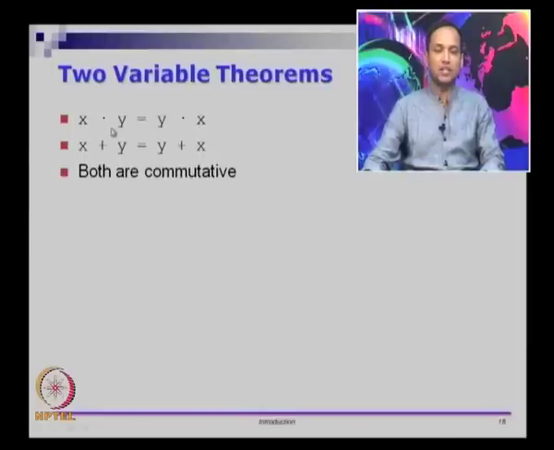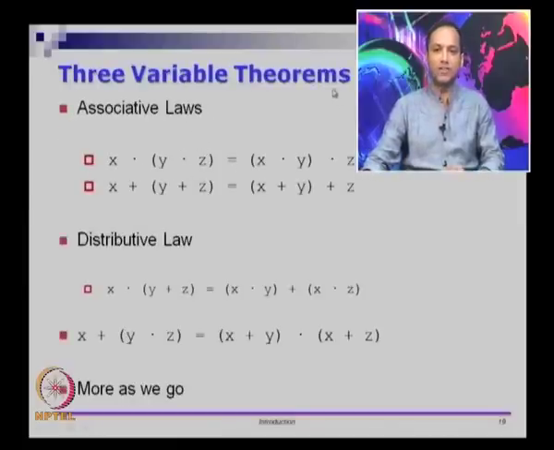Then we have two interesting two variable theorems. x and y should be the same as y and x. So, what that means is the order in which you give the inputs does not matter, x and y is same as y and x. Similarly, x or y is the same as y or x. Again, you can prove these things by writing a truth table down. I will show you an example really quickly. But right now just assume that these are correct and these are both commutative, which means the order of the operations do not matter. Finally, we have the so called 3 variable theorems.